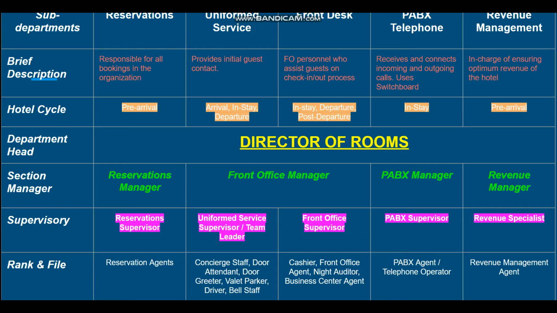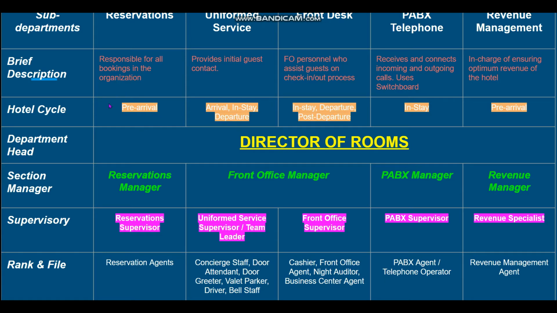While the revenue management is more of the back office side, or the heart of the front office team, because the revenue management team is the one in charge of optimizing the revenue of the hotel through selling the right prices on different products and services of the hotel or resort.